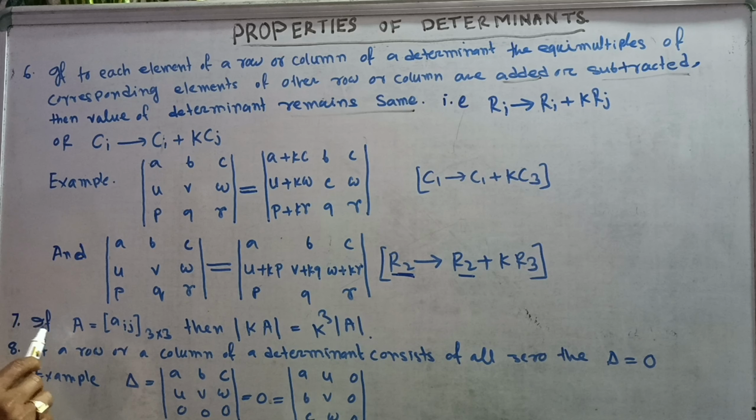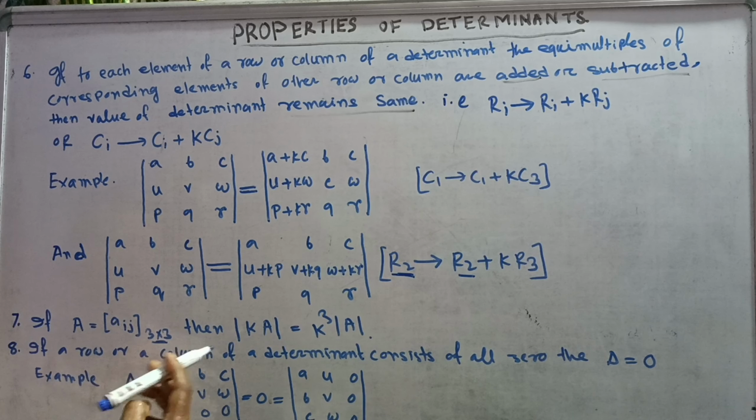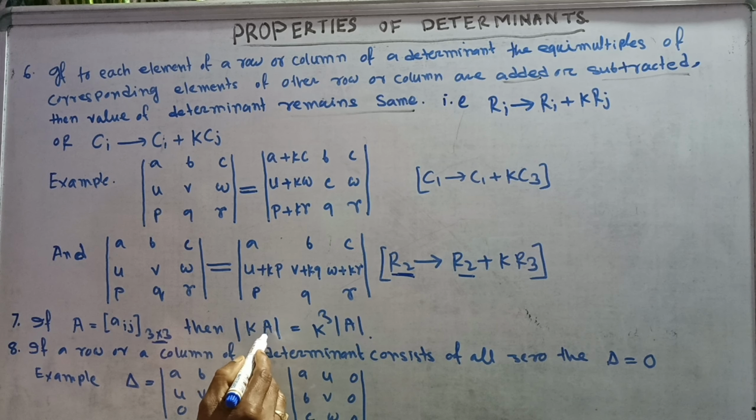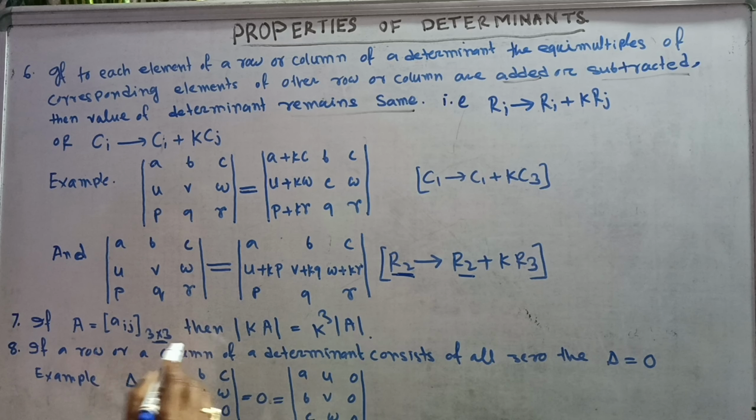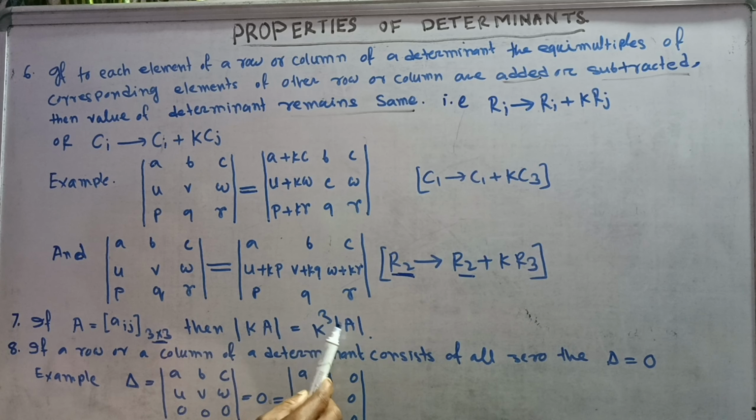Another property: if A is a matrix of order 3 by 3, then determinant of kA is equal to k cube times determinant A. Since k is multiplied with the matrix A, k is multiplied with all 9 elements. That means k is multiplied with 3 rows or 3 columns. If we take it common, then k comes out three times, so k to the power 3.